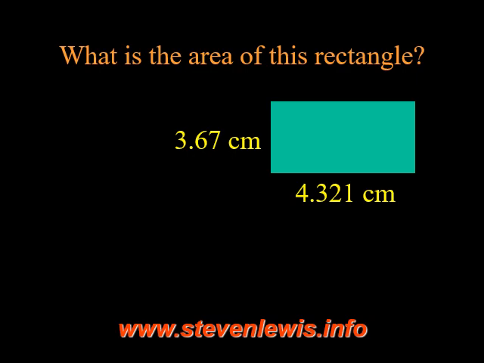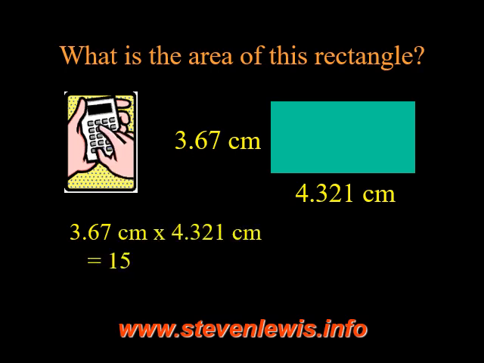Let's calculate the area of the rectangle. We get out our handy-dandy calculator and multiply 3.67 times 4.321, and our calculator spits back at us 15.85807 square centimeters. What should we report as our answer?